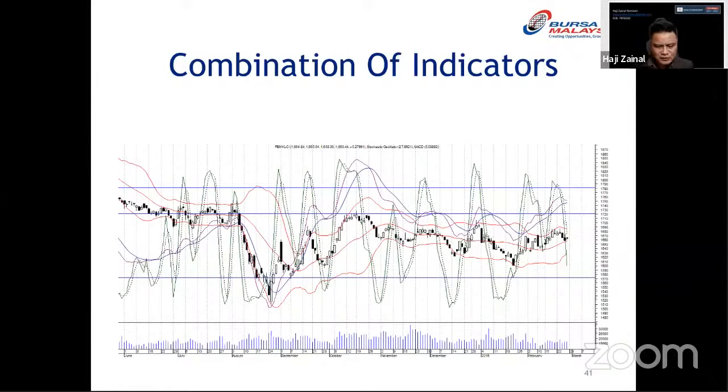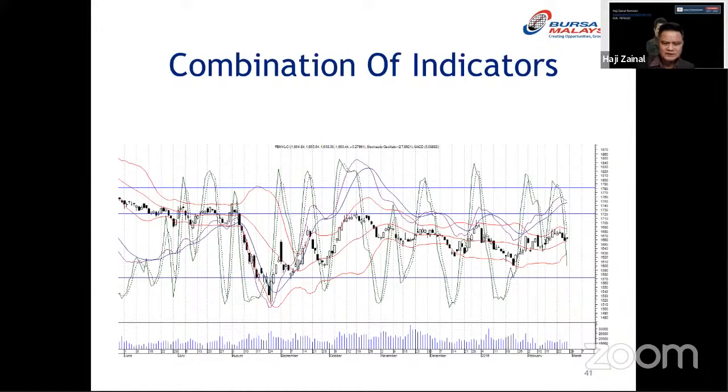Now we know the uptrend will continue. The next question is where to enter? Then we use the stochastic to decide where to enter or where to exit, whether in the downtrend or in the uptrend. So it is very useful if you practice.